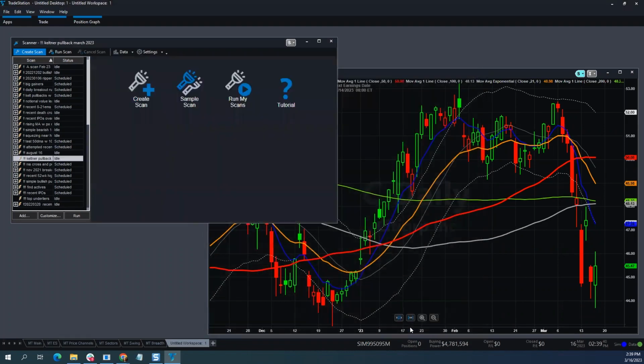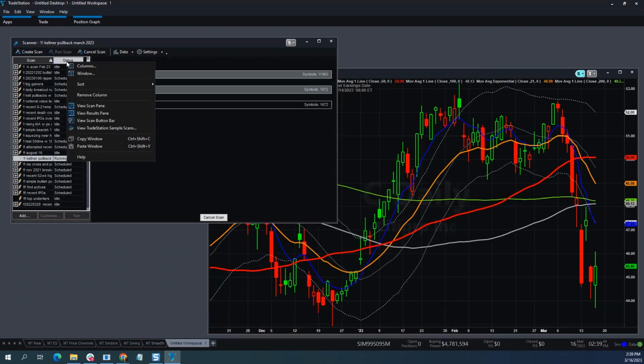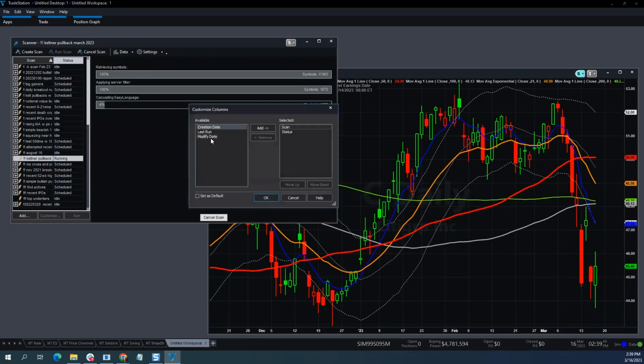And now let's run and see what happens. I'm going to also go here. I always do that. Right click, go to columns, and then I'm going to add last run date. And I'm just going to move this up actually. All right, last run, hit okay.